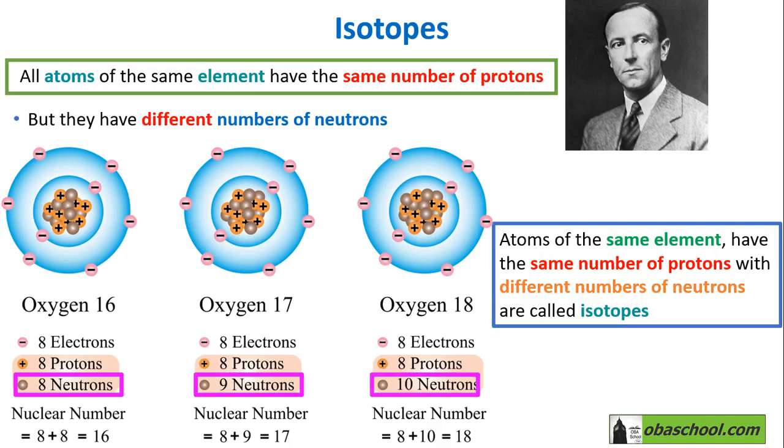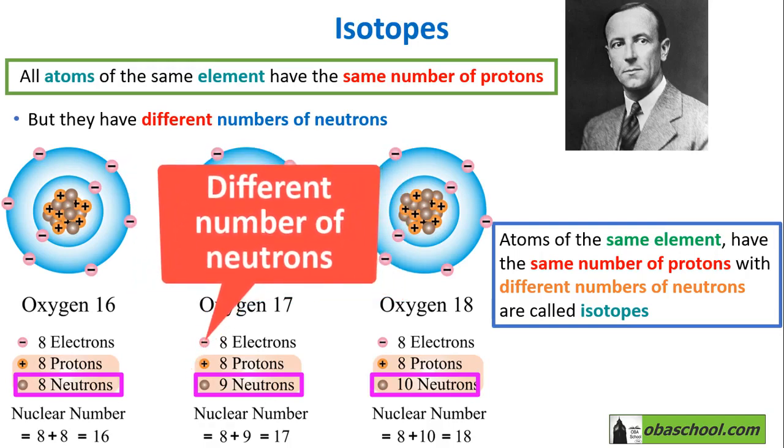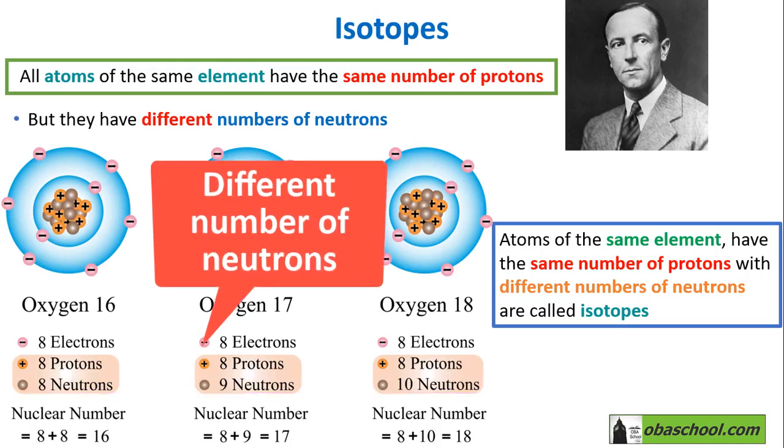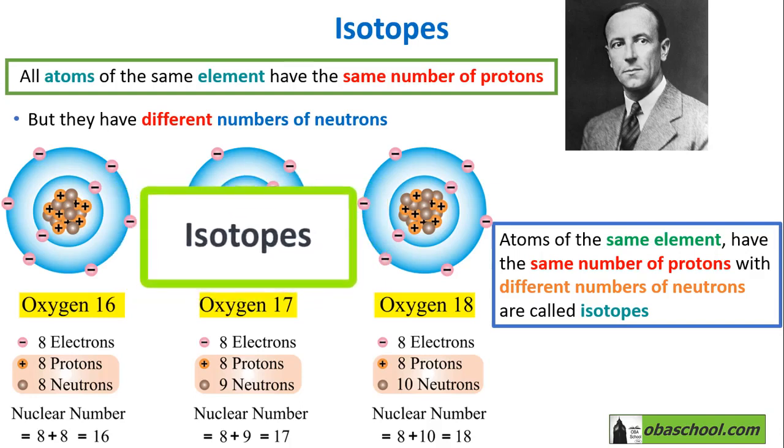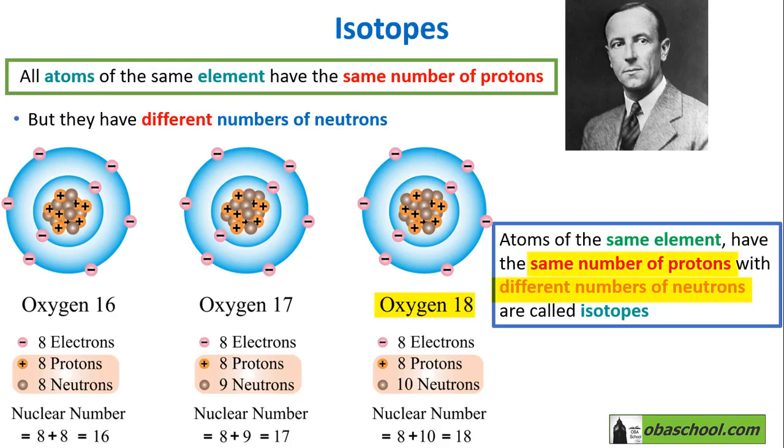Well, they have different numbers of neutrons, which means they have different mass numbers. That's why we have in the first one oxygen-16, the second one we call oxygen-17, and the third one we call oxygen-18. So these are the isotopes, the atoms that have the same number of protons but different numbers of neutrons, and of course they belong to the same element.